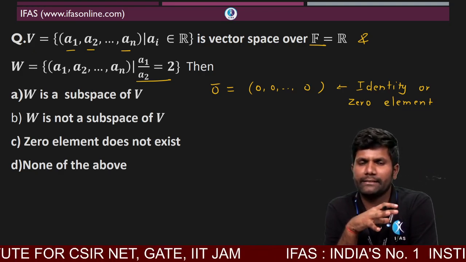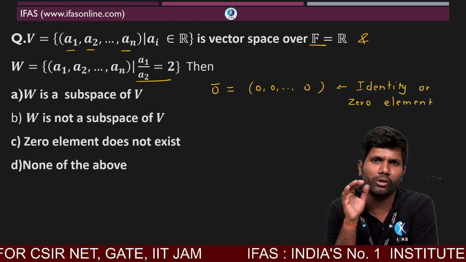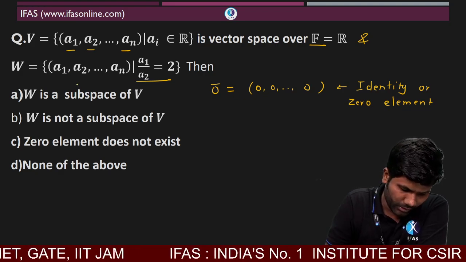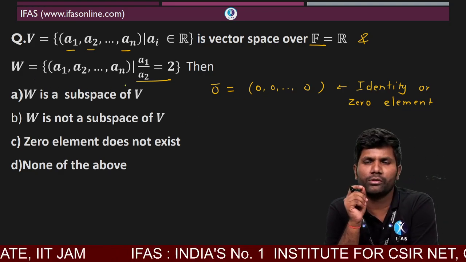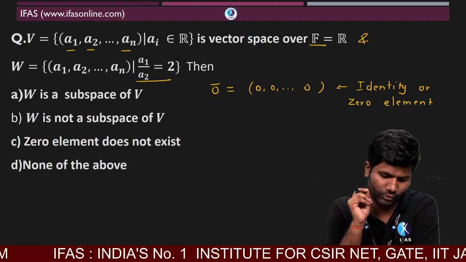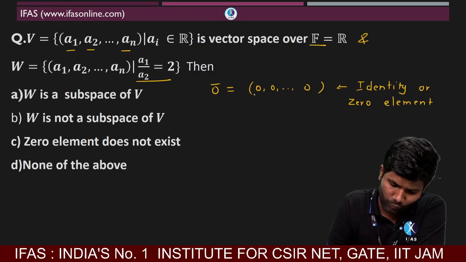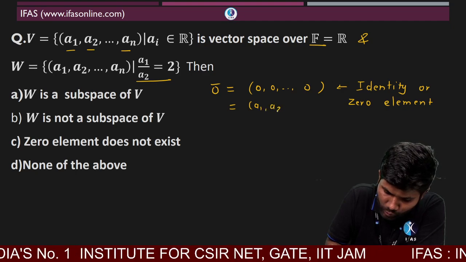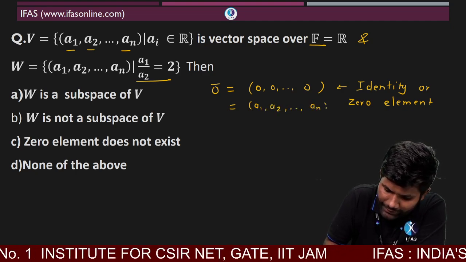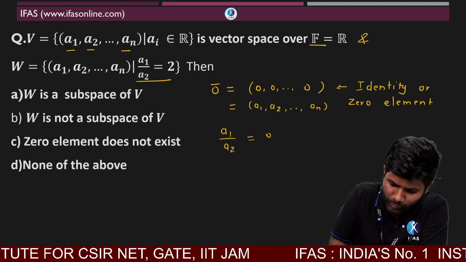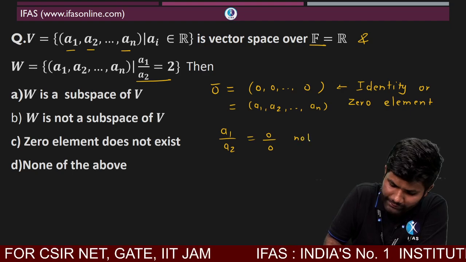Okay. So this is the 0 element of the vector space V. Now we have to check whether this 0 belongs to W or not. So what is the condition for W? The condition for W is that a1 by a2 is equal to 2. So what is a1 for 0? For the 0 vector a1, a2 and so on up to an, all the ai are 0. It means that a1 by a2 is equal to 0 by 0, which is not defined.